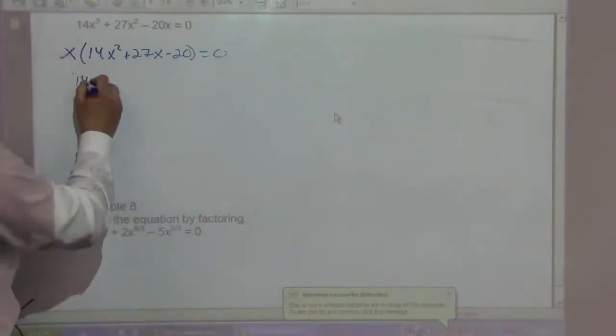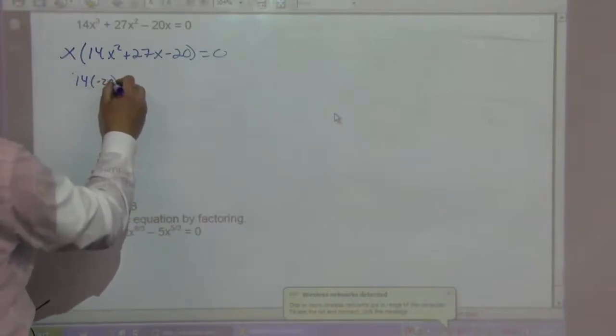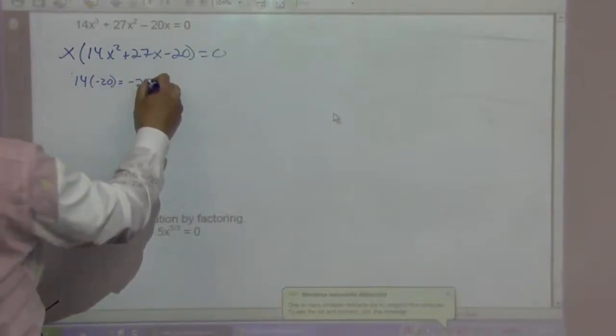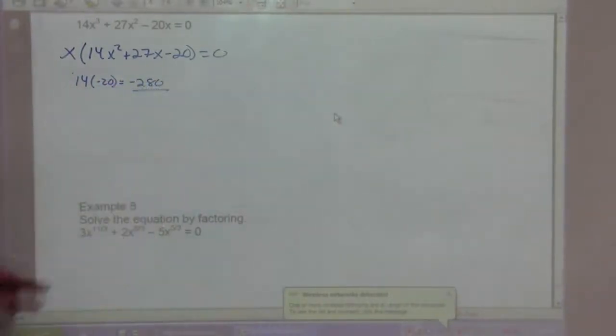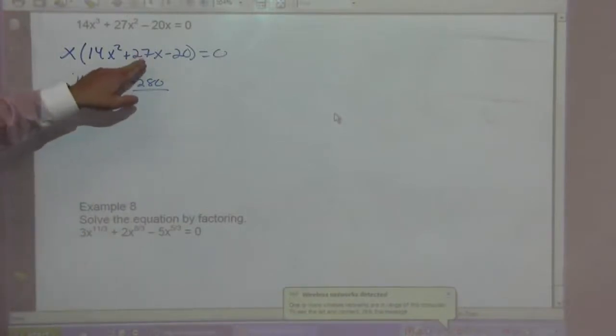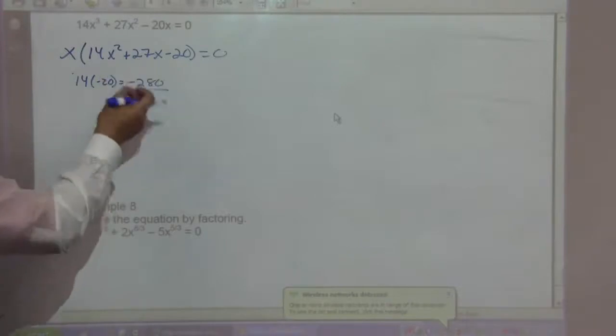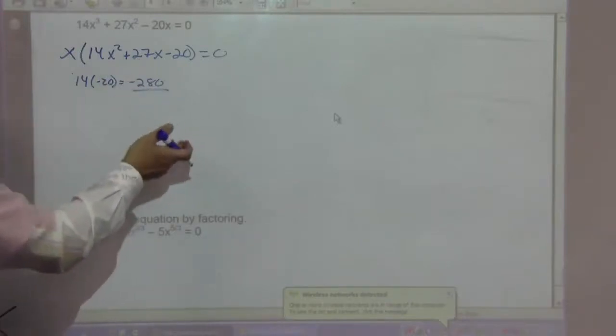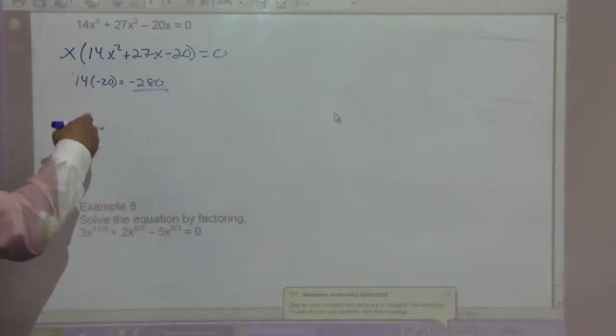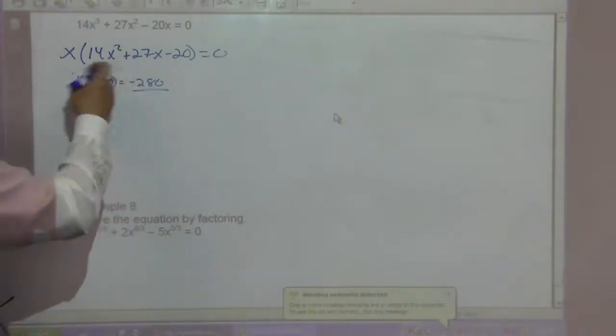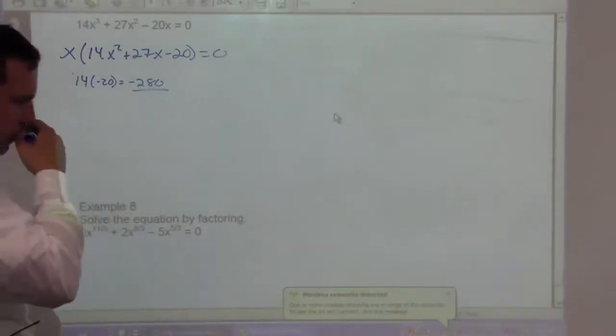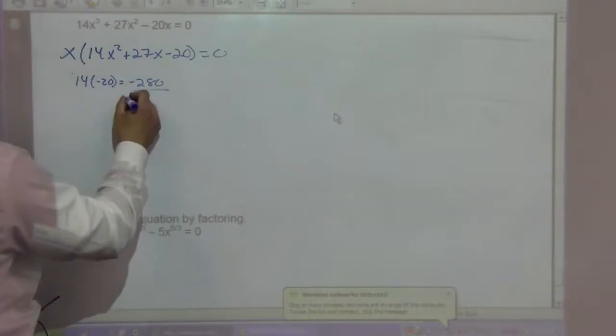Let's look at 14 times negative 20. That's going to be negative 280. So we want some factors of negative 280 that add to be positive 27. So that means the larger of the two, I should say the larger of the two absolute values of the two terms, would be positive. So one's negative, one's positive. So if it helps, we could start here.